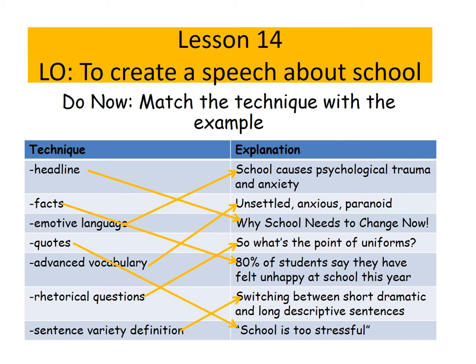Then rhetorical questions. I'm sure you've all got this one because you look for the question mark. So what's the point of uniforms? Then last one, sentence variety, which is when you switch between short dramatic and long descriptive sentences. So can you give yourself a mark out of 7, please? I'll give you a minute to do that.